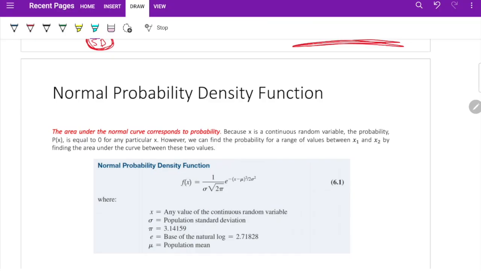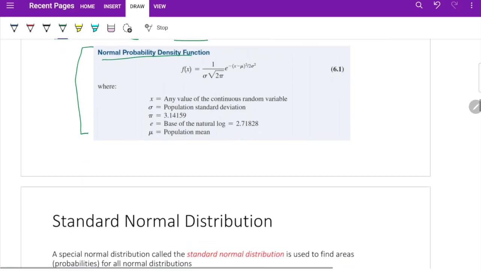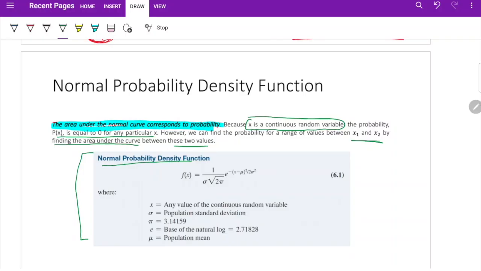This is a very important statement: the area under the curve corresponds to the probability. Why? Because x is a continuous random variable, the probability P of x is equal to 0 for any particular x. That's why, as we said before, we can find the probability for a range of values between x1 and x2 by finding the area under the curve between these two values. I will not explain this. We call it the probability density function, but the idea is that the probability is equivalent to the area under the curve. Let me do an example in the next video.